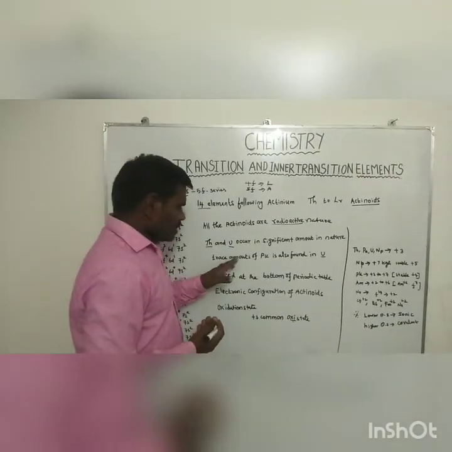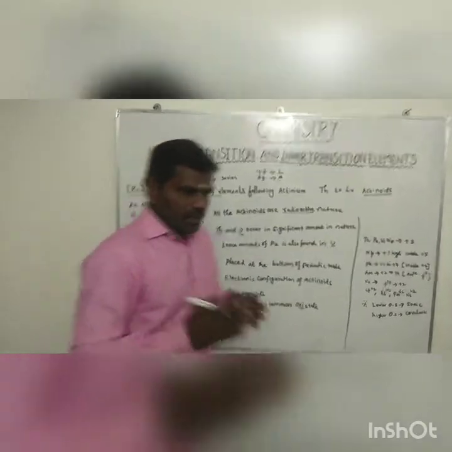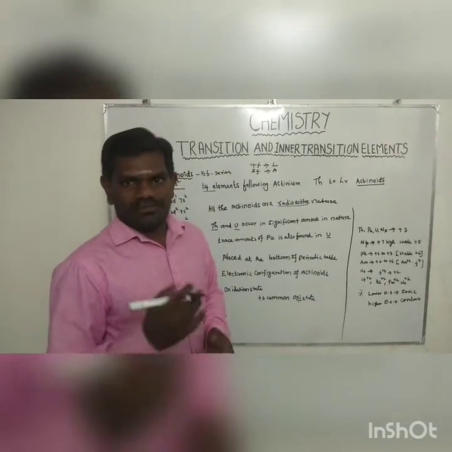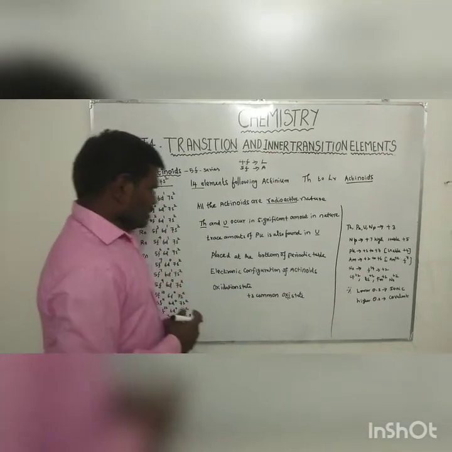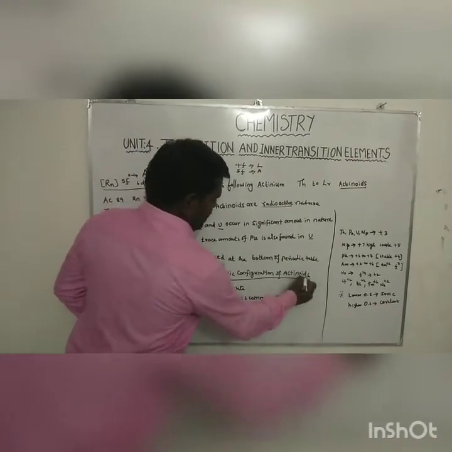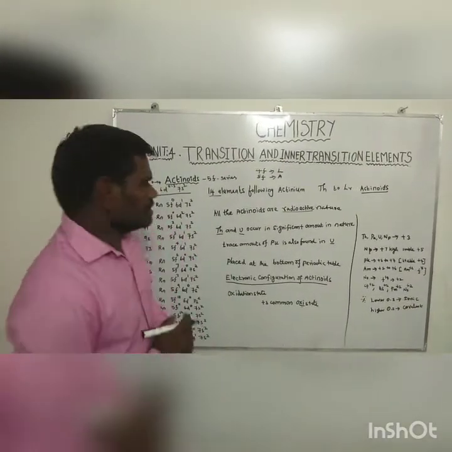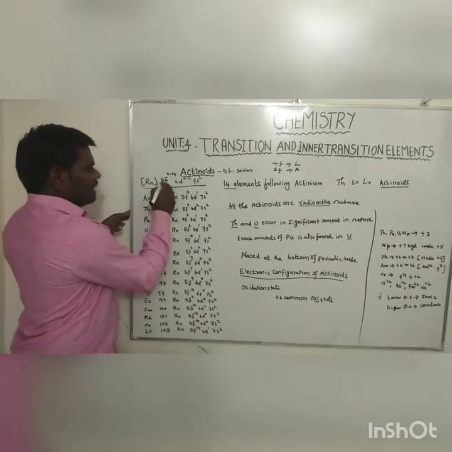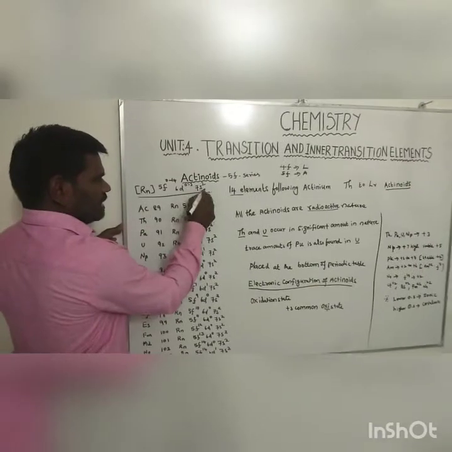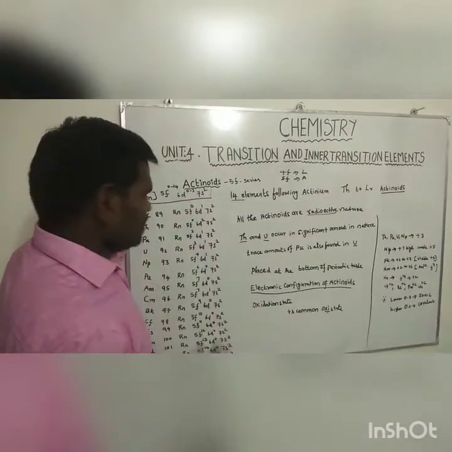So, which means the plutonium is derived from uranium. All the actinide elements are placed at the bottom of the periodic table. The next topic is electronic configuration of actinides. The general electronic configuration of actinides is [Rn] 5f 0 to 14, 6d 0 to 2, 7s2. That is the general electronic configuration of actinides.